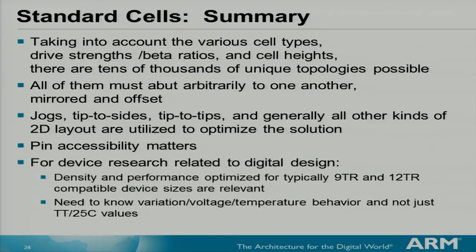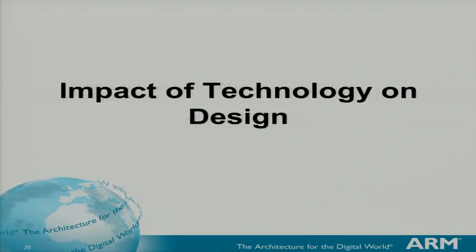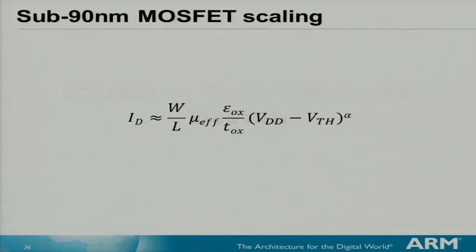And for any device research related to digital design, it's very important to have density and performance optimized for typical 9-track or 12-track compatible device sizes. And we need to know variation, voltage, and temperature behavior, and not just typical 25C values. So with that, I move to the next section. That's the impact of technology and design.